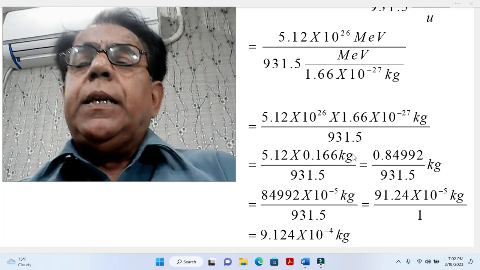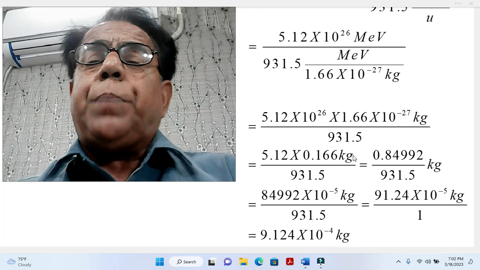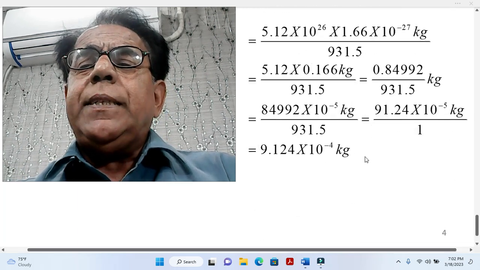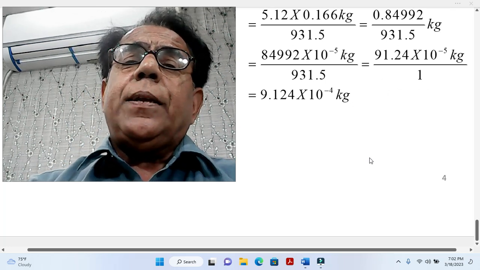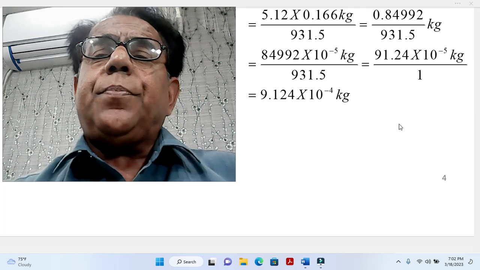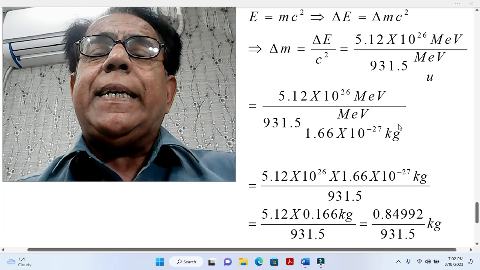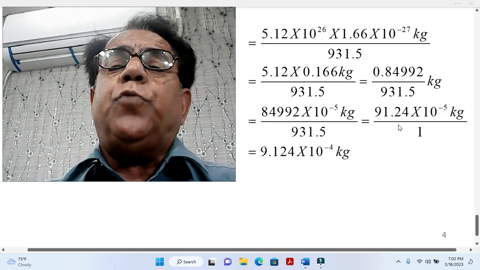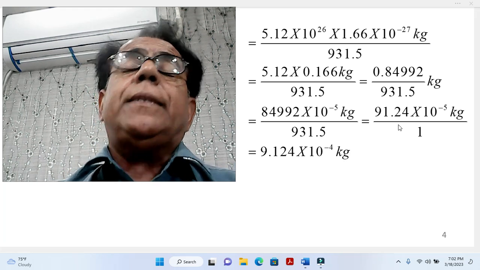It can similarly also be written in terms of 10 raised to the power minus 3 kg, so this is just a matter of discussion, and this is the final solution of our problem, that is change in mass. Delta m has become equal to 9.124 into 10 to power minus 4 kilogram, and this is the end of our problem.